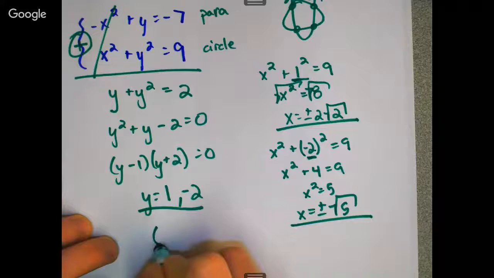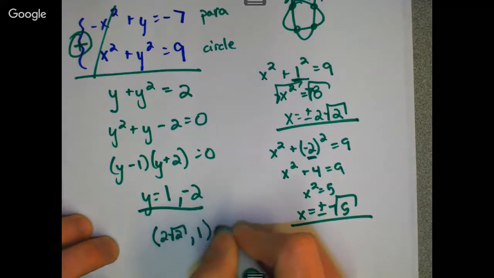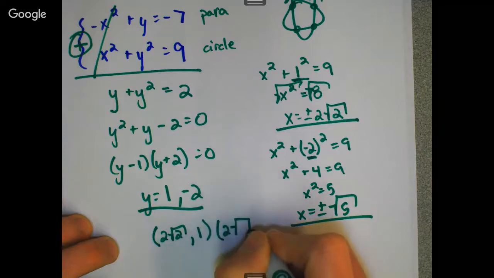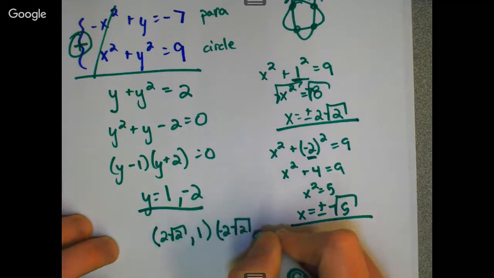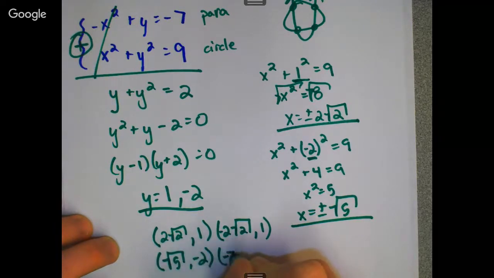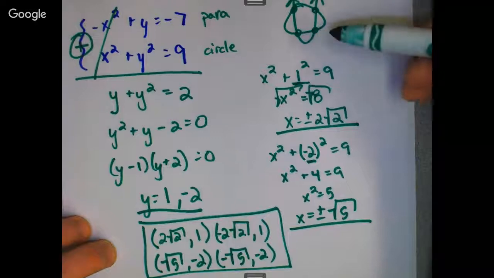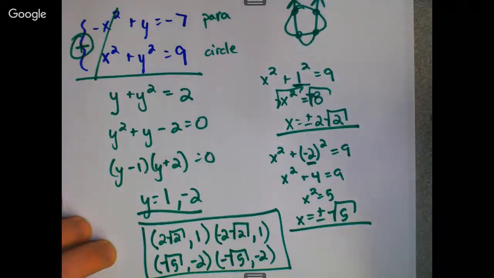Okay, so I had 2 radical 2 comma 1, and -2 radical 2 comma 1, I had radical 5 comma -2, and I had negative radical 5 comma negative 2. So in this case, my circle and parabola intersect 4 different times.